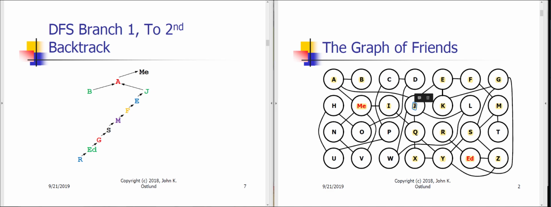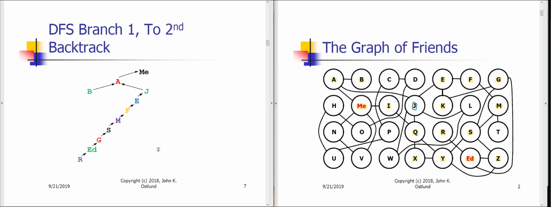And so we visited J, and that led to a quite long branch in our tree. From J, we went to E, then to F, then to M, then to S, then to G, then to Ed, and then to R. And when we got to R, we had to backtrack again. So we have this long downward branch in our depth-first search before we have to backtrack. We backtrack up to Ed, and then we visited Z.